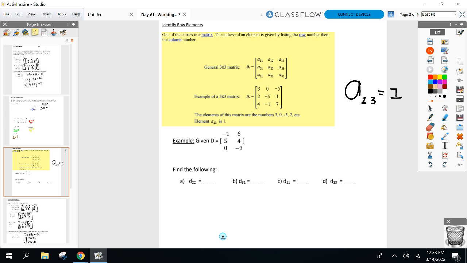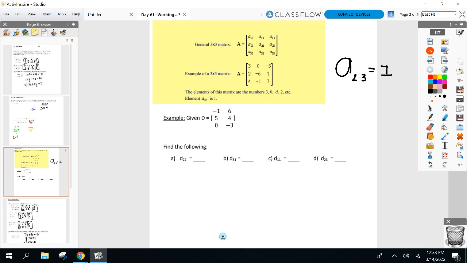Okay, so let's get a little practice, and then you've got some time on your own here. So I have matrix D now. Matrix D. Real quick, what's the order of it? How big is it? How big is matrix D? 3 by 2. Yep. Oh, it's 2 by 3. Okay. Here we go.